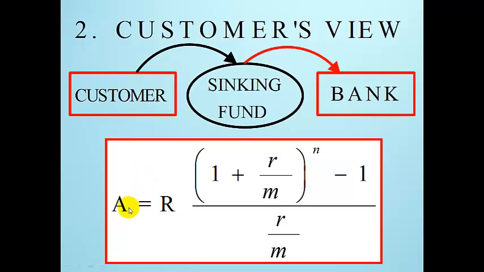If you want to calculate the amount that will be in the sinking fund at the end of the 4 years before the customer takes it to the bank, we use the formula A equals R times 1 plus R over M exponent N minus 1, all divided by R over M. So this formula will help you to know the amount that will be in the sinking fund at the end of the 4 years before the customer goes to the bank to pay. Now these are the two views.